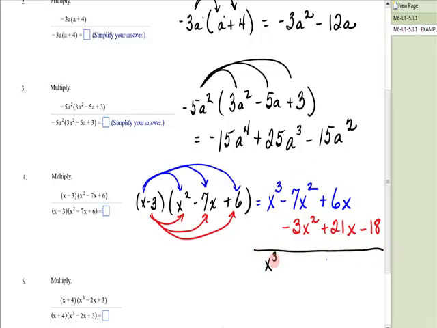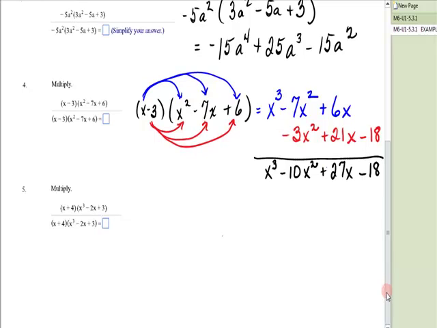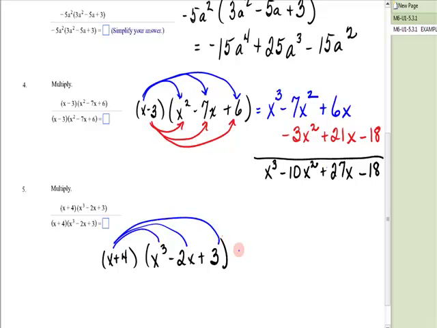Bring down the x to the 3rd. Negative 7 and negative 3 is negative 10, x to the 2nd. 6 and 21 is 27x minus 18. So I did combine like terms as I could. All right, let's do that one more time. I have x plus 4 times x to the 3rd minus 2x plus 3. First, I'm going to distribute the x.